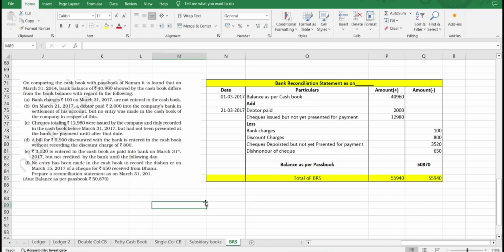So this was yet another problem on bank reconciliation statements. The transactions were simple, but yet they were framed in such a way as to get confused. So when we read out and analyzed the transactions, we got to know what had to be added and what was to be deducted.